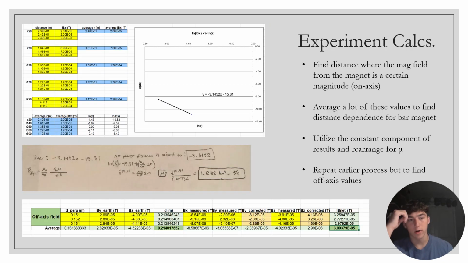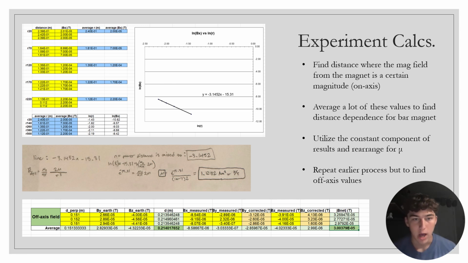With the results of our experiment in the top left, you can see that for varying distances, we had different strength magnetic fields coming from our bar magnet. Obviously the closer you get, the stronger it would be. By averaging a lot of these values, we could isolate the distance dependence for the bar magnet, which I found to be negative 3.14, not far off at all from equation one, which we know is r to the negative third power.